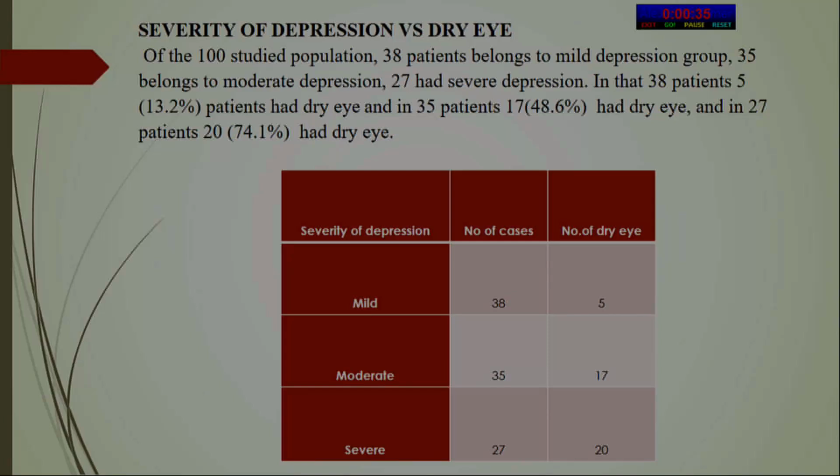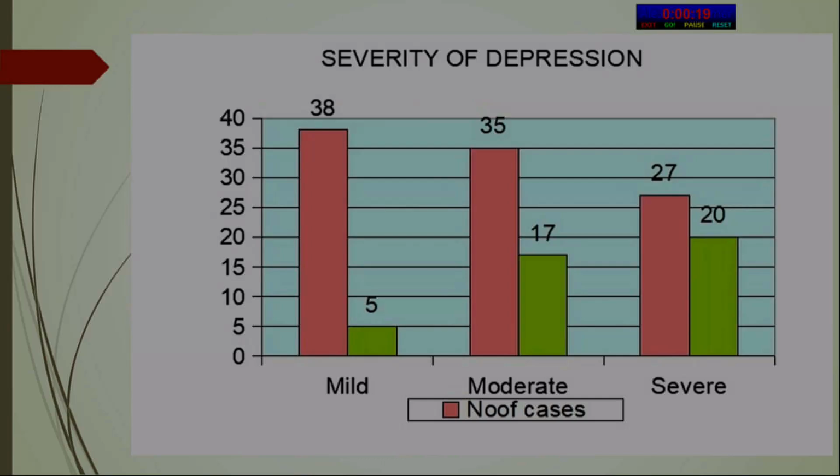Severity of depression versus dry eye. Of the 100 studied population, 38 patients belong to the mild depression group, 35 belong to moderate depression, 27 had severe depression. In those 38 patients, 5 patients had dry eye. In 35 patients, 17 had dry eye, and in 27 patients, 20 had dry eye. This is the graphical representation of the severity of depression versus the dry eye.